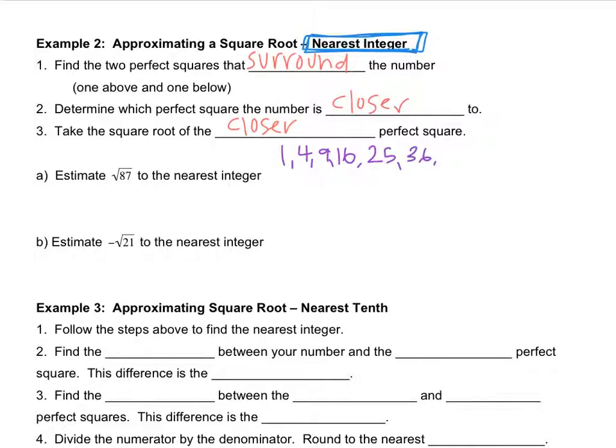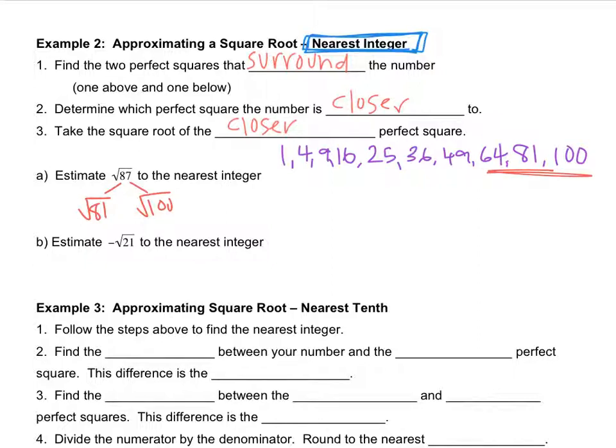So I'll go up to 100. 36, that's 6 squared. 7 squared is 49. 8 squared is 64. 9 squared is 81. And 10 squared is 100. All right. So I'm going to do step 1, which is find the two perfect squares that surround the number. So if I'm looking at 87, I'm going to say that on the bottom, that would be the square root of 81. And on the top, that would be the square root of 100, because I'm going right off of this list.